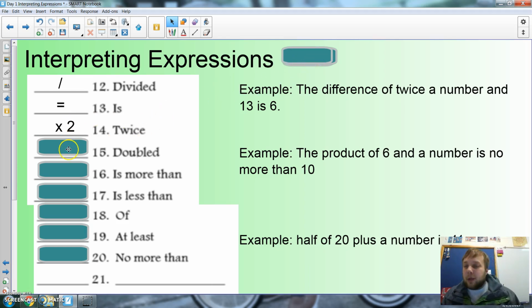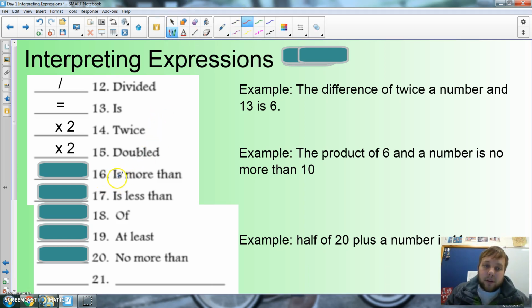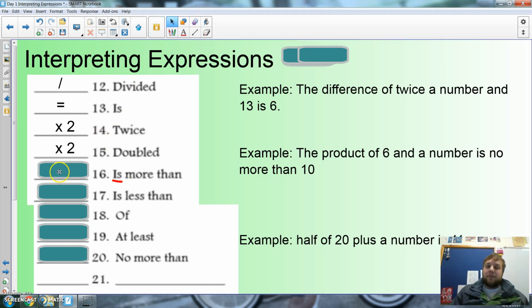Okay, twice means multiplied by 2. Doubled means multiplied by 2. Is more than. I know a lot of people are like, oh, I thought more than meant add, right? But notice this is up here. Remember the phrase of the day here. What does is mean? It means it's an equal sign, right? So is more than is going to be one of these bad boys. You might actually put one of these in where you should have added when it said more than. Is more than is actually the greater than symbol. Is less than is actually the less than symbol.